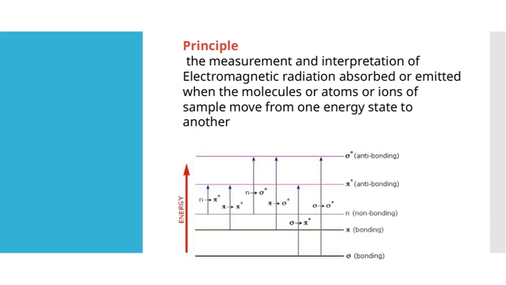This principle forms the foundation for many spectroscopic methods we use in analytical chemistry. It's all about understanding how energy transfer at the atomic or molecular level reveals the identity and concentration of substances.